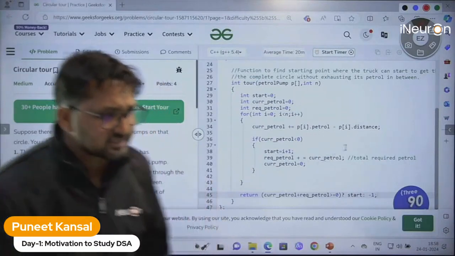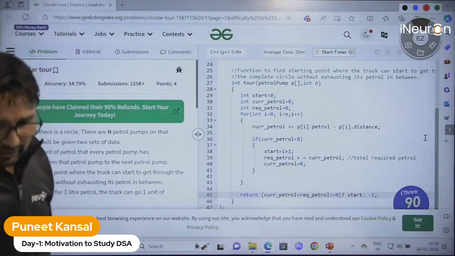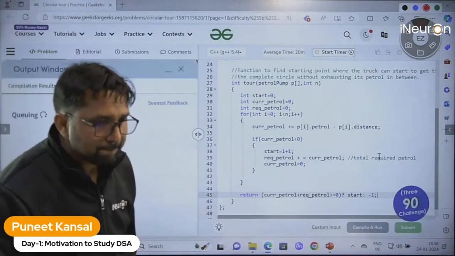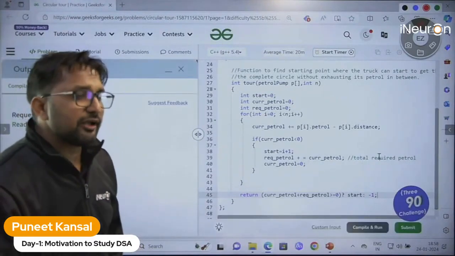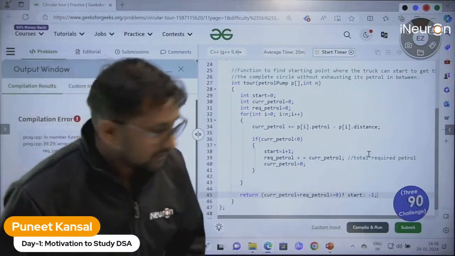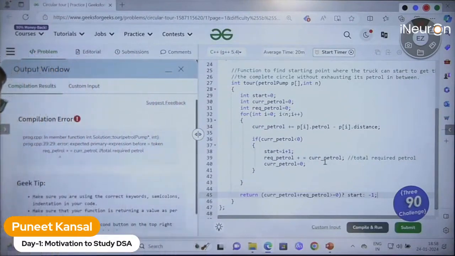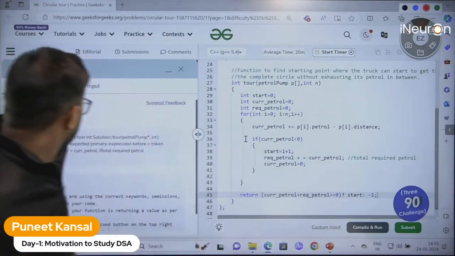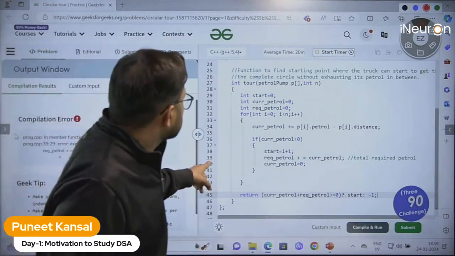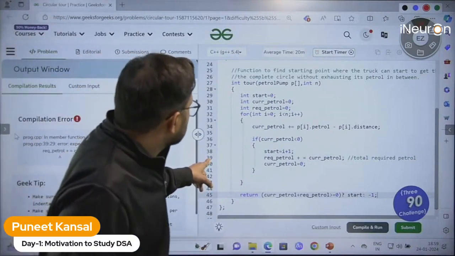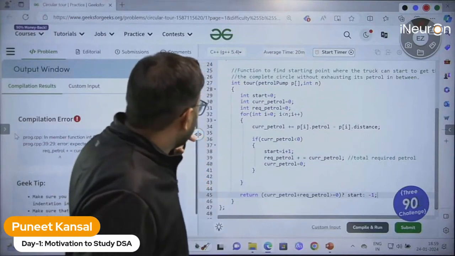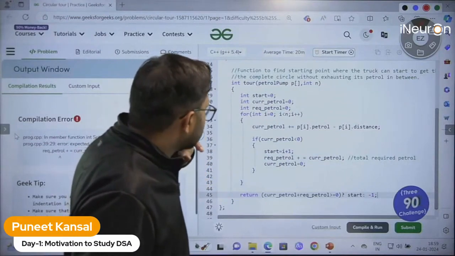Okay, that's it. So let me compile this code. So only three things we do in this. Okay, there is some error in this. Let me check it out, line 39 column 29. You people can also tell me where we have made the mistake.